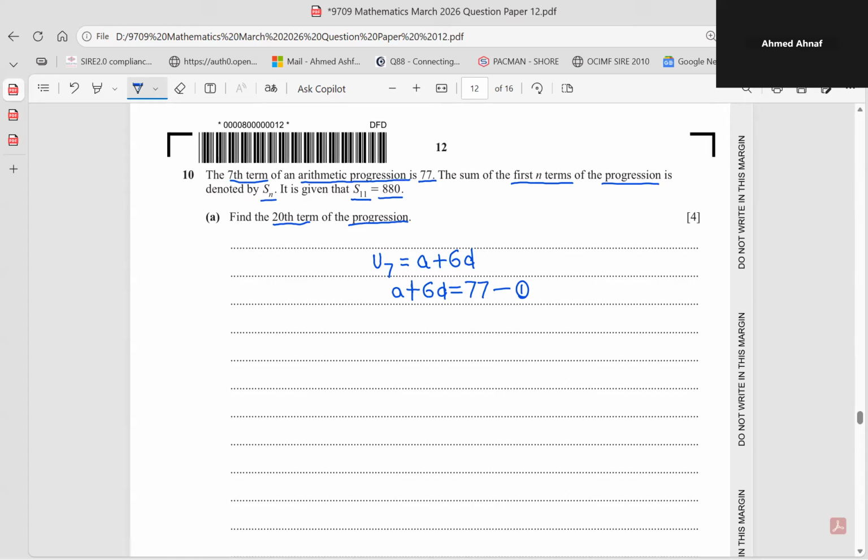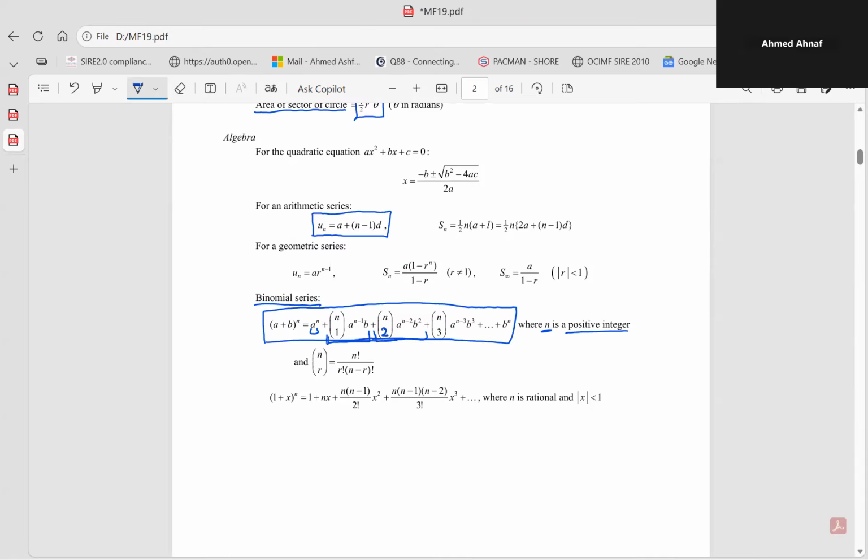Now the second equation we're going to get from the second piece of info, that S subscript 11 is 880. The sum of the first 11 terms is 880. To find the sum of the first n terms, the formula is given here, Sn. We're given two formulas. One is this, but it's not very useful because it requires you to know the last term, which we don't. So we're going to be using the more complicated second formula, which is half n {2a plus (n minus 1) times d}.